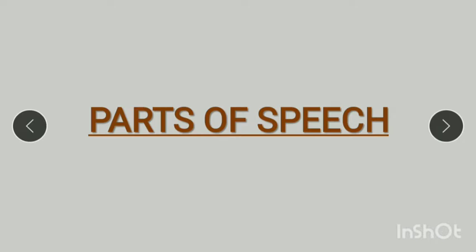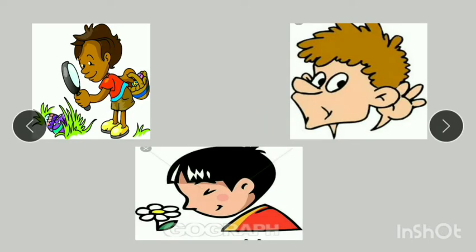What comes to your mind when you hear parts of speech? We are all familiar with parts of our body. Which are they? Eyes, hands, legs, nose, and so on. And what's the purpose of these parts? What is the work that these parts do? Yes, eyes to see, ears to hear, nose to smell. Each and every part of our body has its own purpose to fulfill. Like that, these parts of speech also perform their duties.